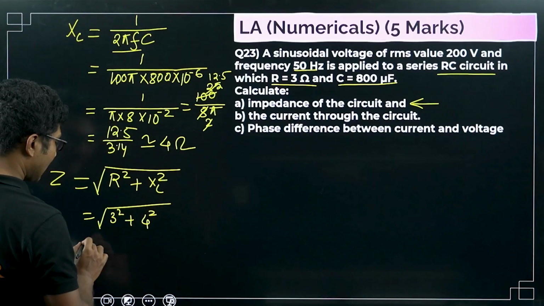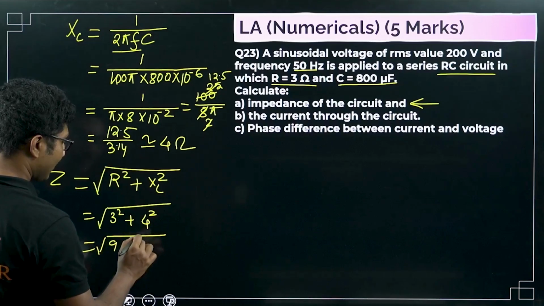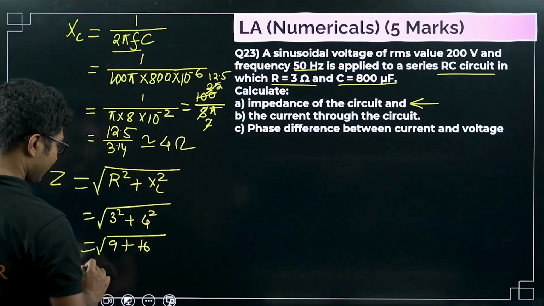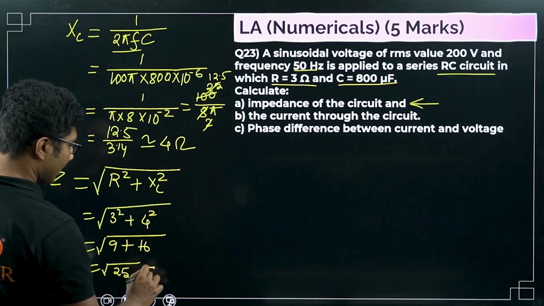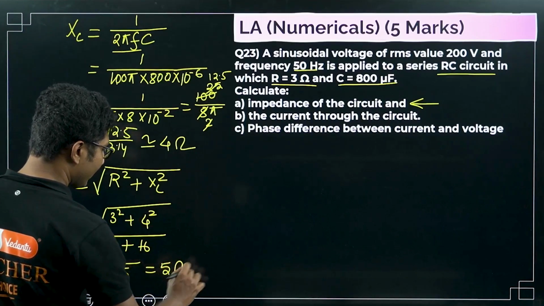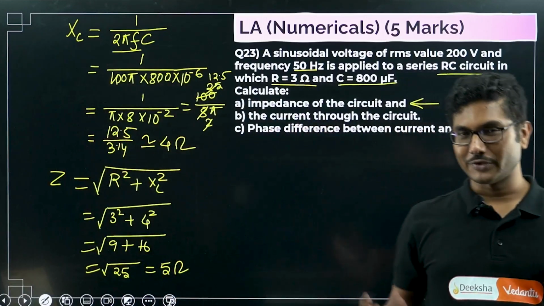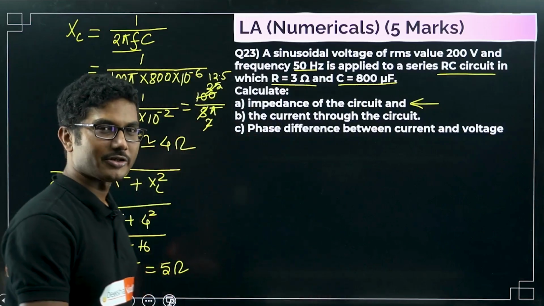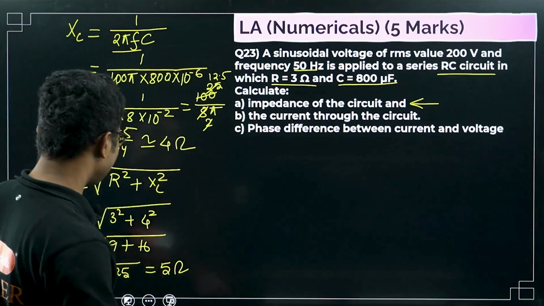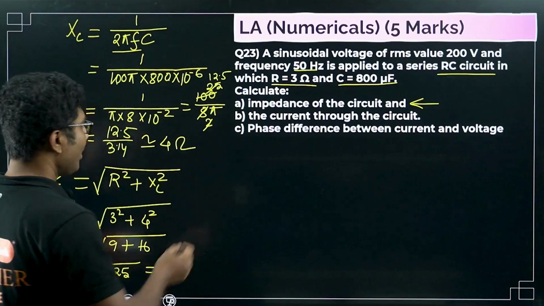Now can you tell me the answer in one line? By the time I am solving it, can you tell me the answer? Those who are still typing are too late. I have solved it: square root of 3 square plus 4 square. Those who have solved a lot of Pythagoras theorem problems in your previous classes know this. So it is equal to 5 ohm.